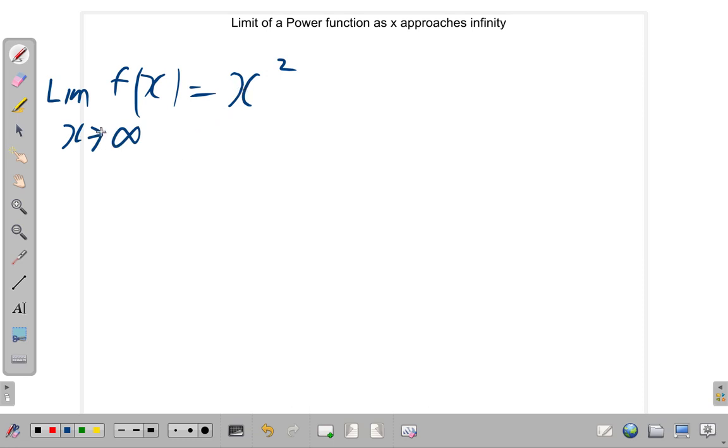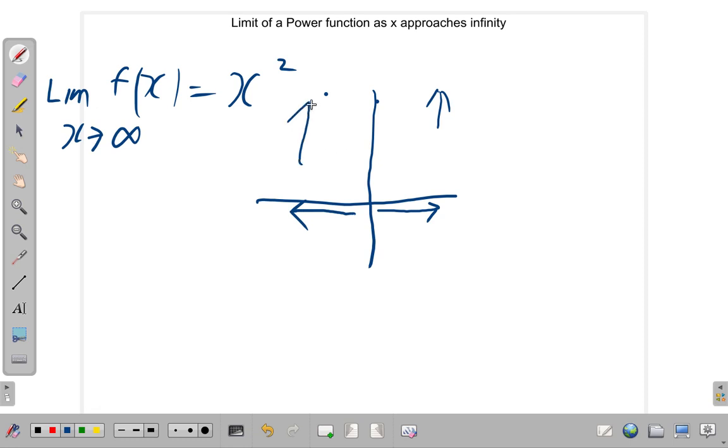Well, if you do it by substituting infinity here, all you would have is infinity squared, which is infinity, although infinity is not a specific number. But what this is saying is that as x gets infinitely large, x approaches infinity, the value of x squared will also approach infinity. As x gets infinitely small, then I can tell you that x squared will approach infinity as well.